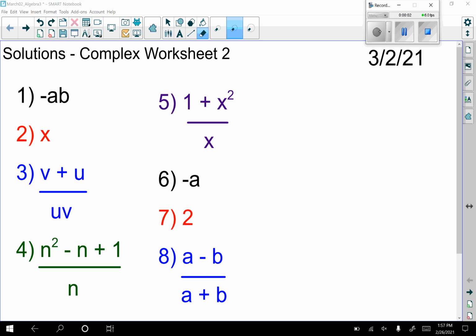Here are the solutions to yesterday's or Friday's worksheet, just 1 through 8. I have all of the work written out in another video, the solutions video, that you could take a look at. Again, we did number 2 in the in-class examples, so be sure to check and correct those.